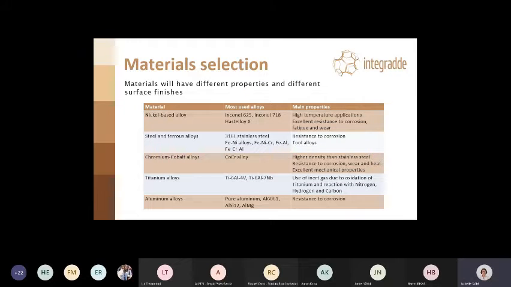At first, materials selection is very important. Materials, as you know, have different properties and different surface finishes. Depending on the final application of the product, you have to select the best material, for example, to have specific properties regarding high temperature applications or resistance to corrosion and so on. So the first step is to choose the material.